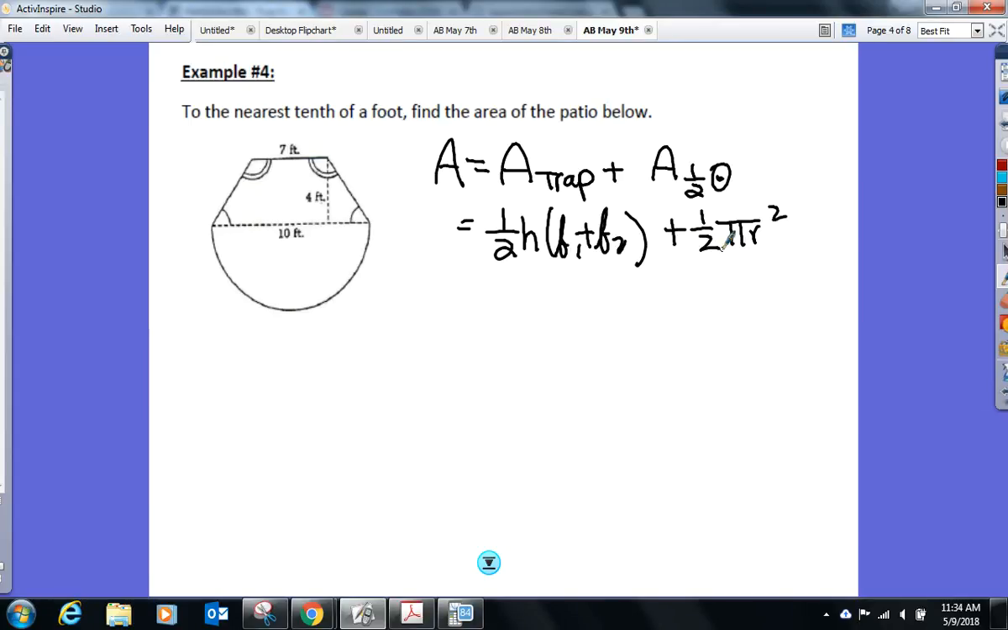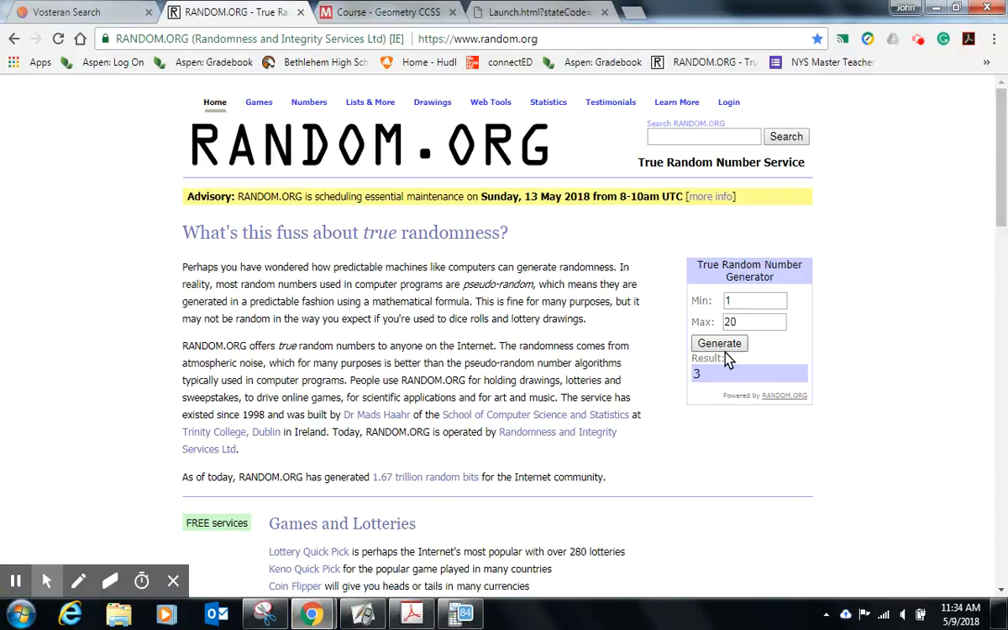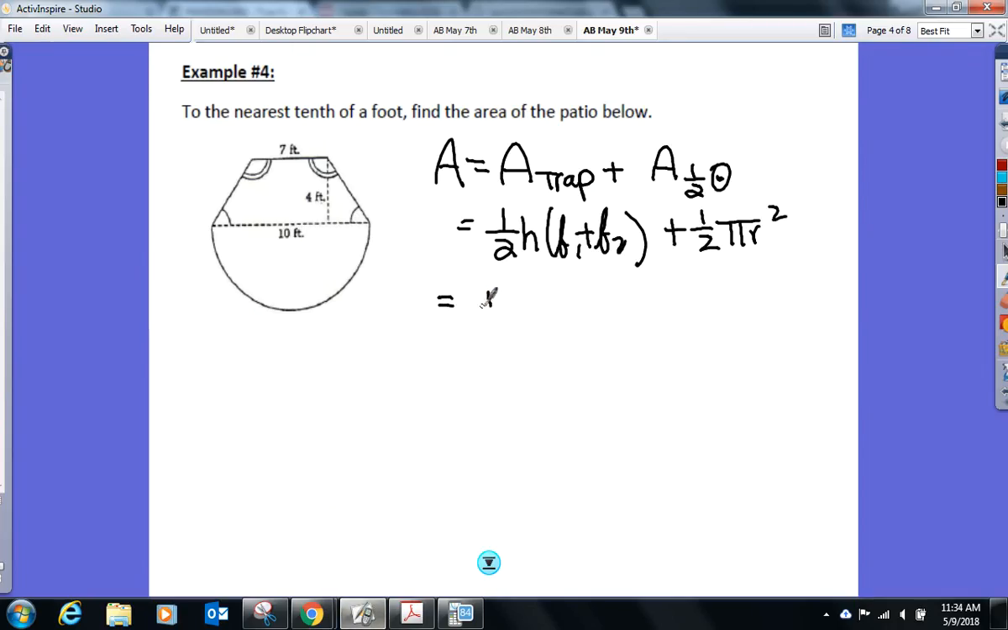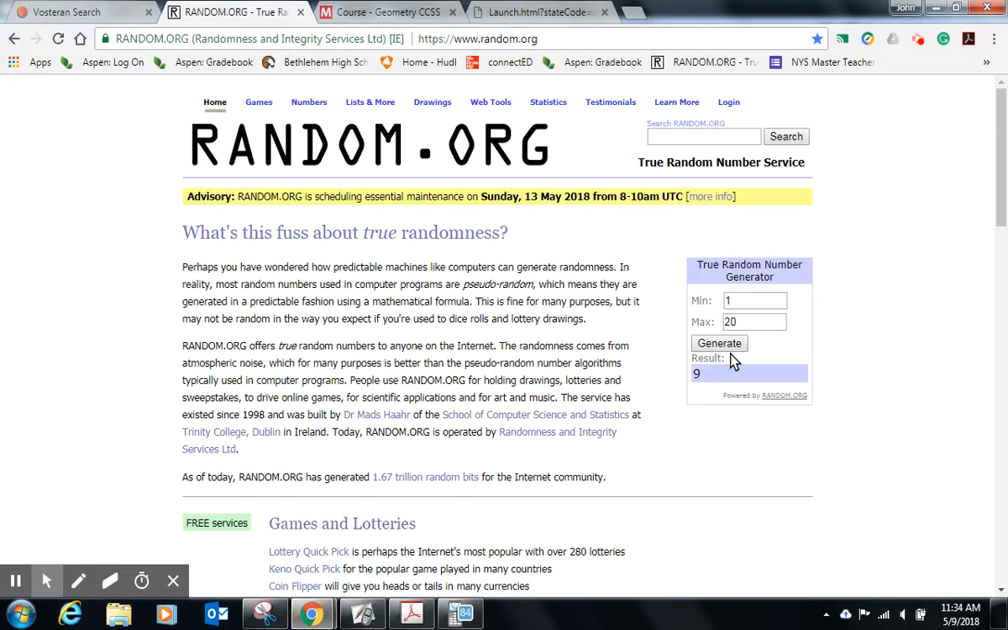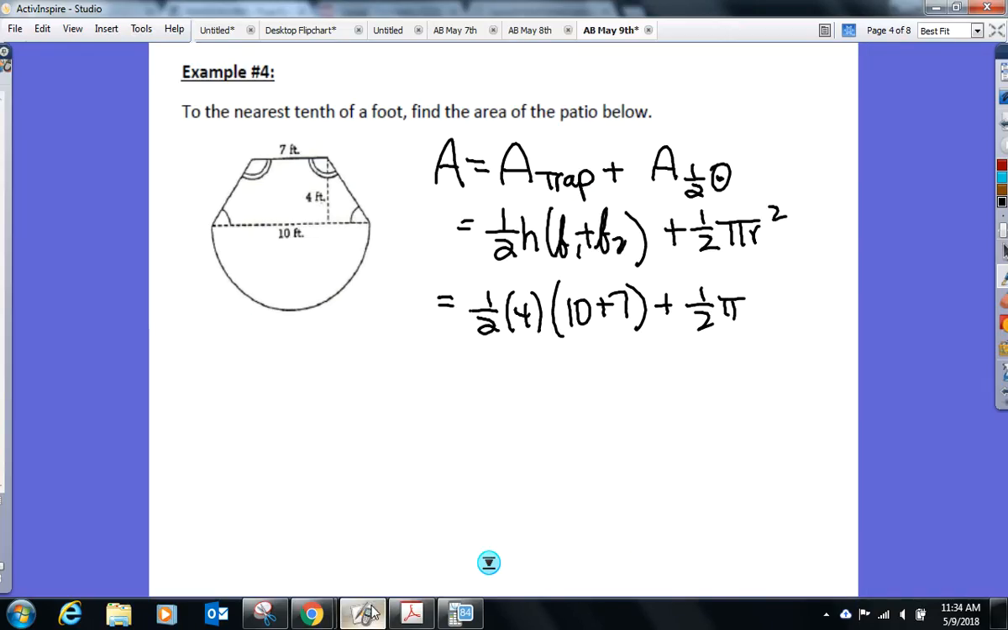All right, everything is given here. You do not need to do any side business like Pythag or 30, 60, 45, 45. Every single value is given here. Trapezoid, here we go. 1/2 the height, which would be 4. Bases, 7 and 10. Plus 1/2 pi. How about the radius? I guess there is one little side thing you have to do here. 5. Yep. Half a 10.